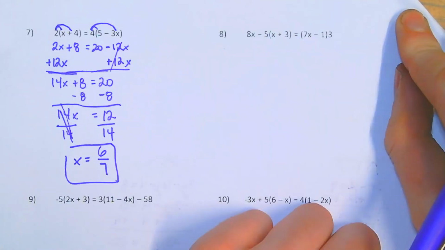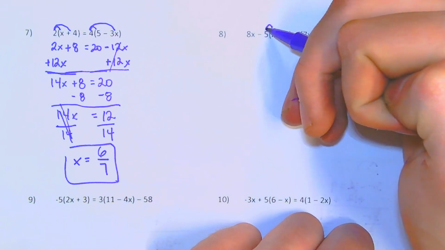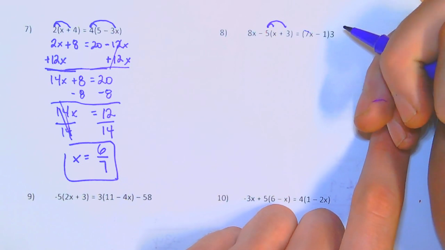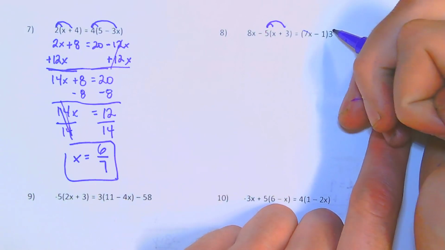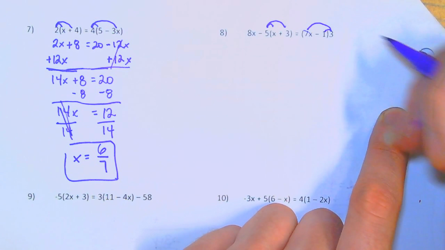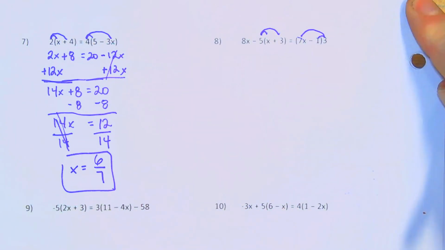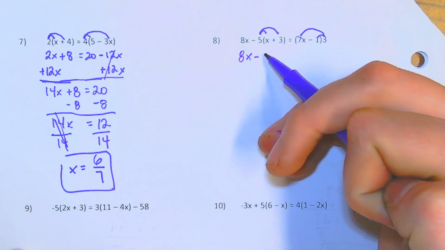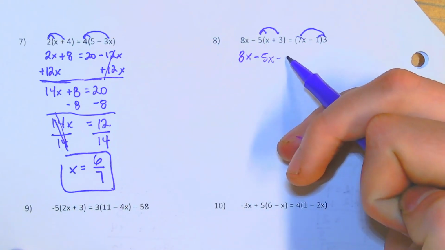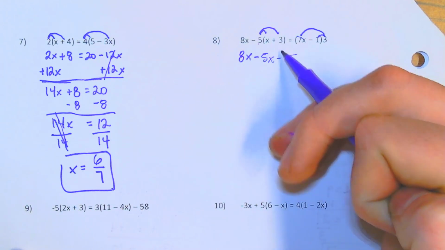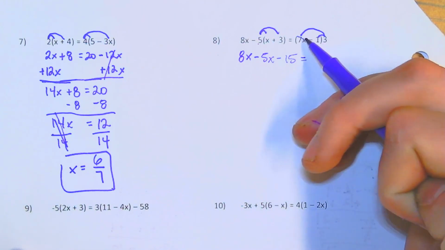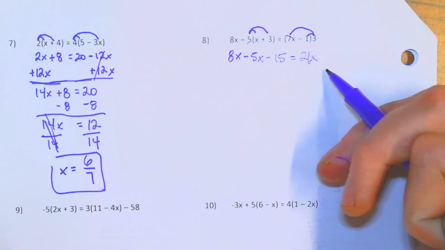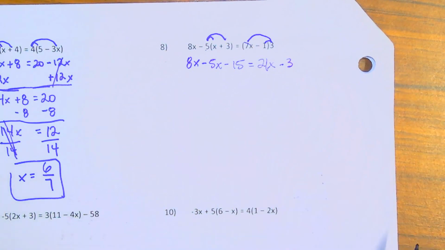Again, the first step of doing any of these problems is to get rid of your parentheses by distributing. Now this one looks a little bit different, right? That 3 is on the other side. It still distributes just the same way. When I do that, I get 8x minus 5x minus 15, because negative 5 times 3 is negative 15, equals 3 times 7, which is 21x minus 3.